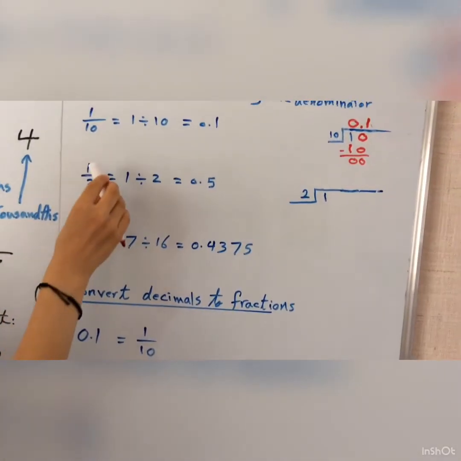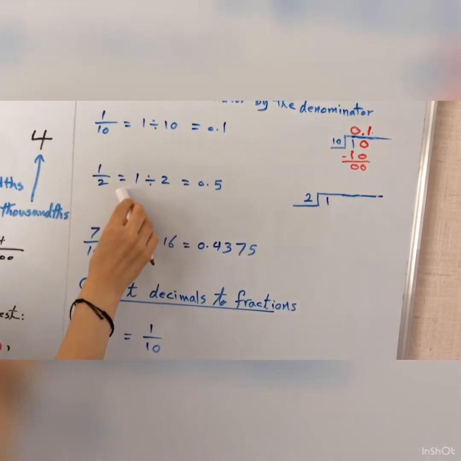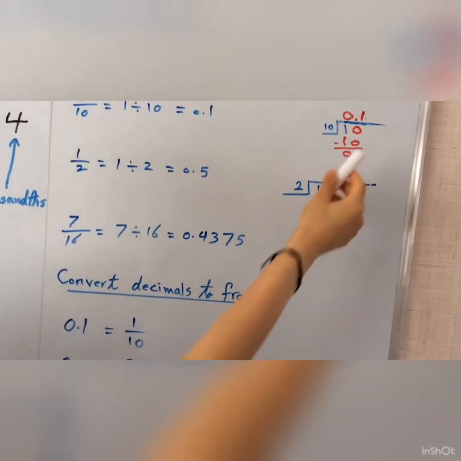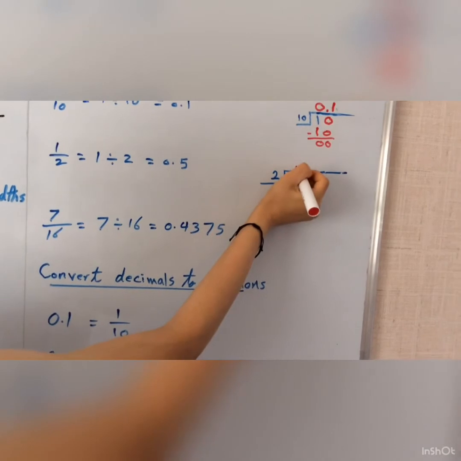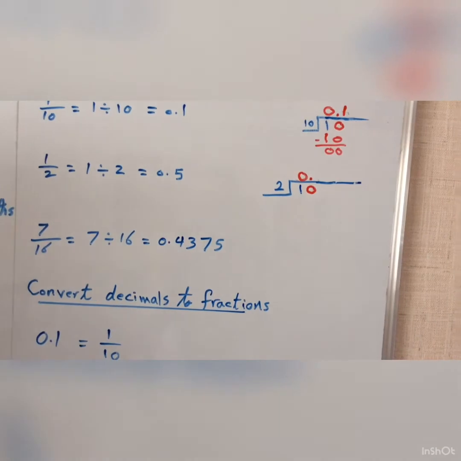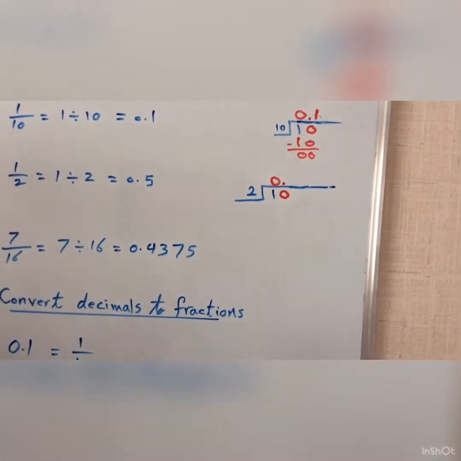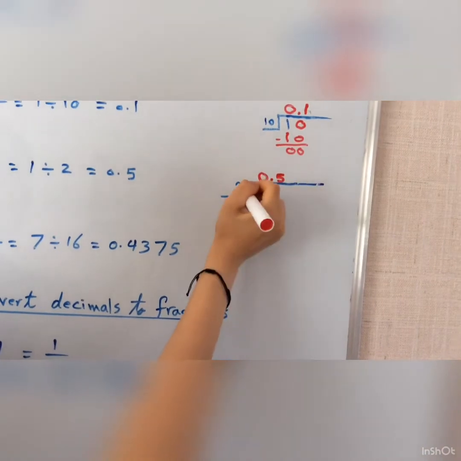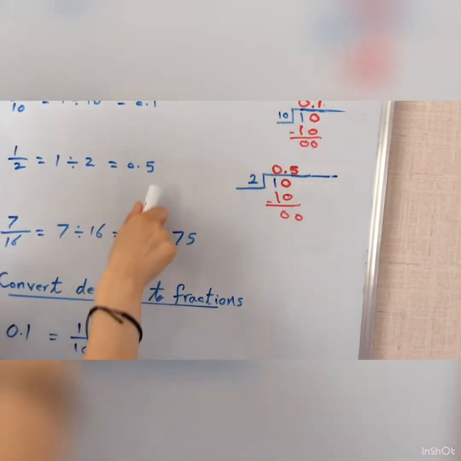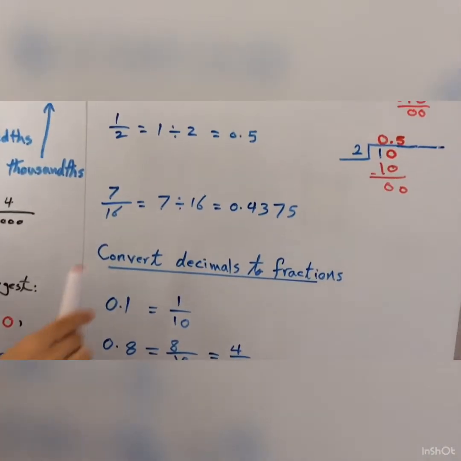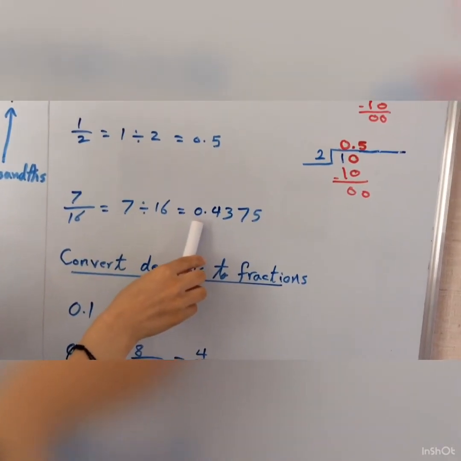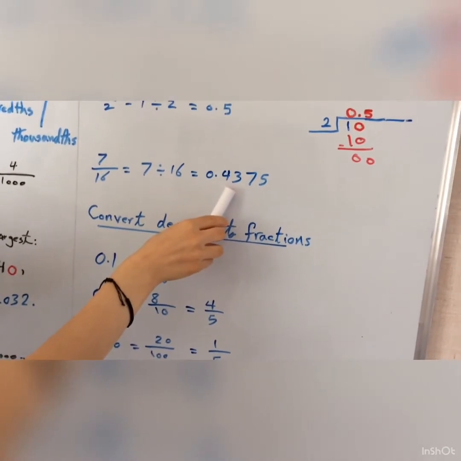This one's 1 over 2. We divide the numerator by the denominator, so that's 1 divided by 2. We do it the same way as I did that one. 1 divided by 2, 0. Put the decimal point there and put a 0 there. 10 divided by 2 is 5. Then 5 times 2 is 10. Subtract them and there will be no remainder, so that's done. The answer is 0.5. We do this one in the same way as I did those. 7 divided by 16 equals, once you've done it, 0.4375.